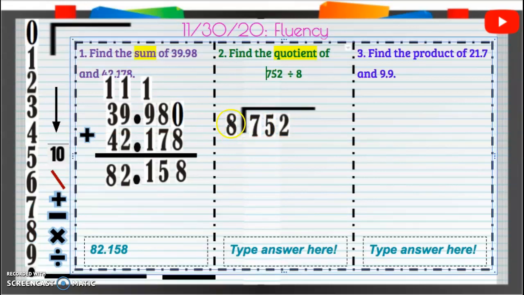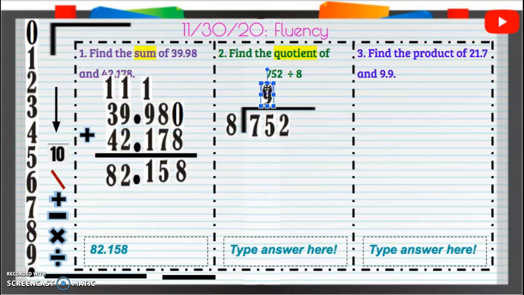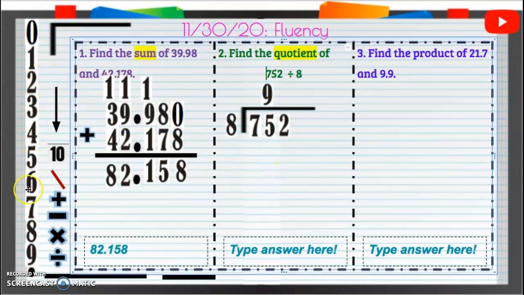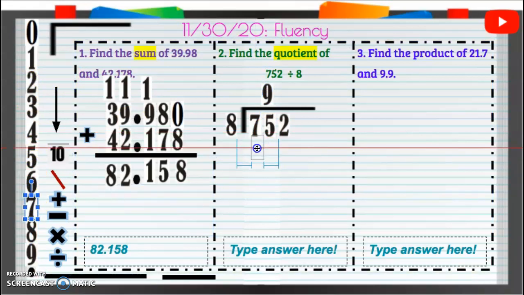Now, how many times can 8 go into 7? Well, it can't. How about how many times can 8 go into 75? I know 8 times 8 is 64. Can I go 8 times 9? Yeah, 8 times 9 is going to be 72. So let's go with 8 times 9. I'm going to write down my 72 and I'm going to subtract.